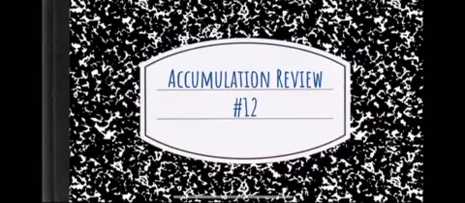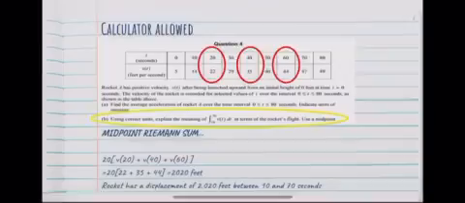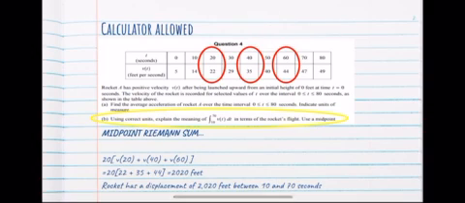Okay, so our group did number 12 on the accumulation review. Part B is the first one. Using correct units, explain the meaning of the interval from 10 to 70 of v(t) dt in terms of the rocket's flight. Use a midpoint. The midpoint Riemann sum gives an accurate area under the curve because left and right can be an over or underestimate depending on which one you're using and if the slope is increasing or decreasing.